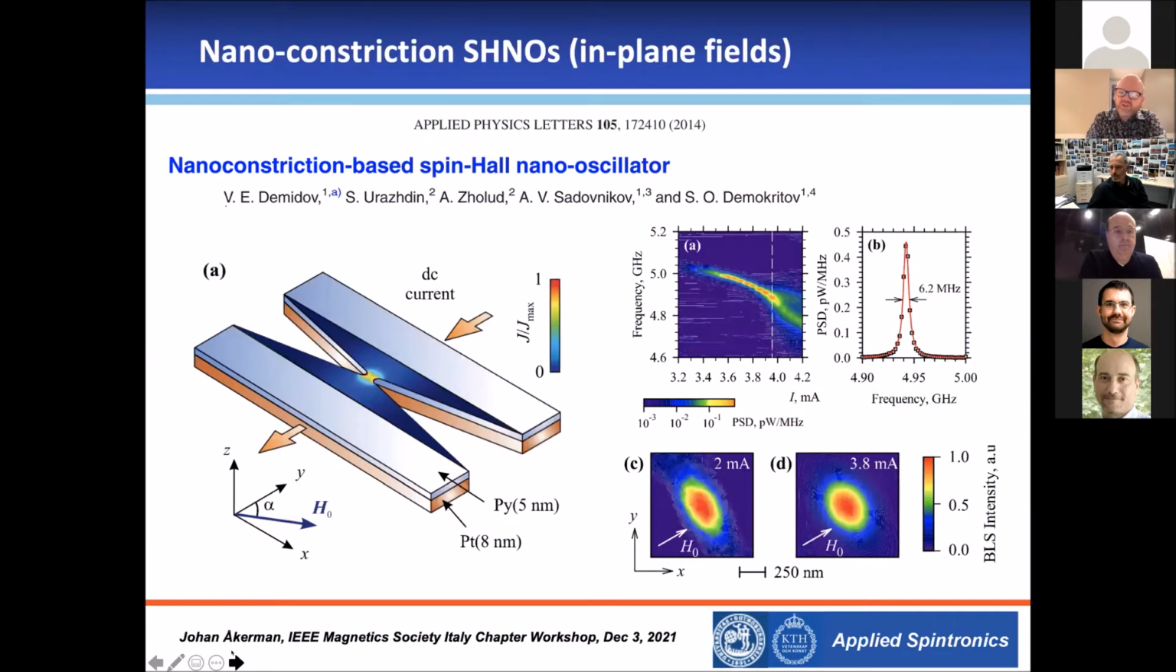So the first demonstration of a nanoconstriction oscillator was done by Demidov and Urazhdin in Demokritov's group in Münster. They showed, both electrically and optically using a Brillouin light scattering microscope, that indeed you can set up microwave auto-oscillations of the local magnetization at microwave frequencies. And they show that in in-plane fields, this auto-oscillation is a localized spin wave mode, which can be beneficial if you want to have low threshold currents.